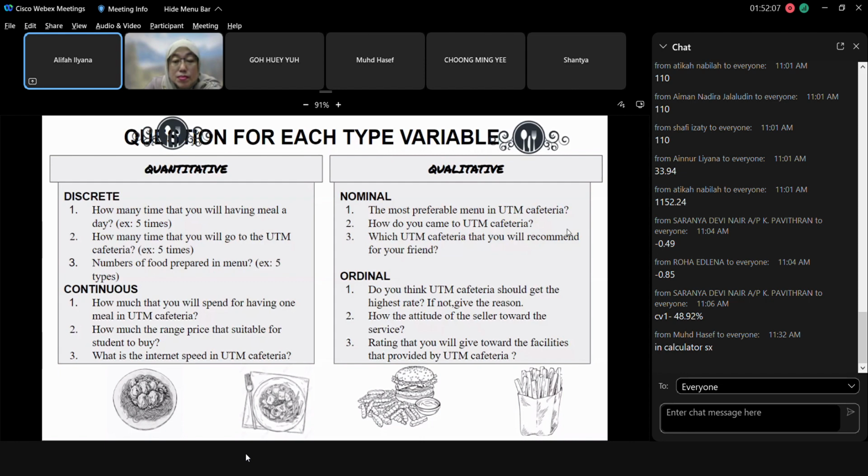For the qualitative questions, we have two types also, nominal and ordinal. For nominal, the first question is the most preferable menu in UTM cafeteria. Number 2 is how do you come to UTM cafeteria? And question 3 is which UTM cafeteria that you will recommend for your friend. For ordinal, number 1 is do you think UTM cafeteria should get the highest rate? If not, give the reason. For question number 2, how is the attitude of the seller toward the service. And number 3 is rating that you will give toward the facilities provided by UTM cafeteria. That's all for now from our group.